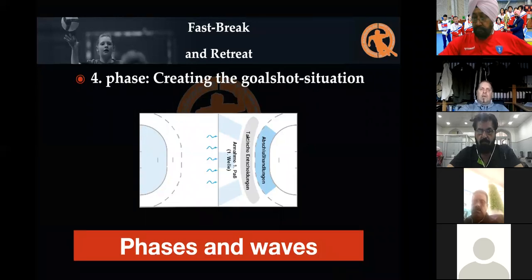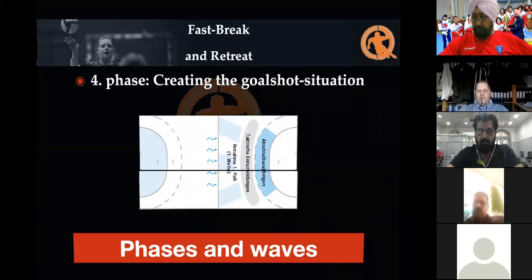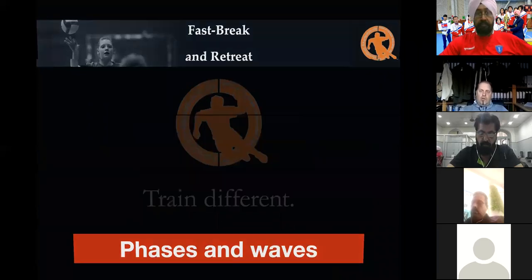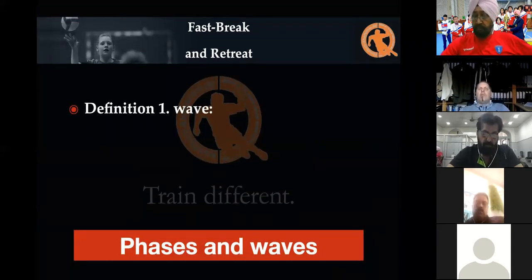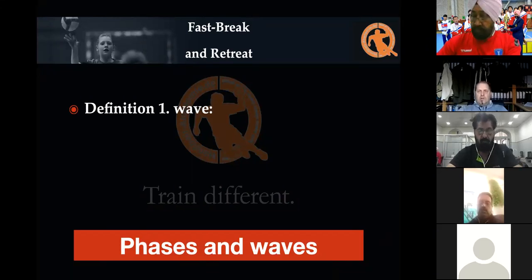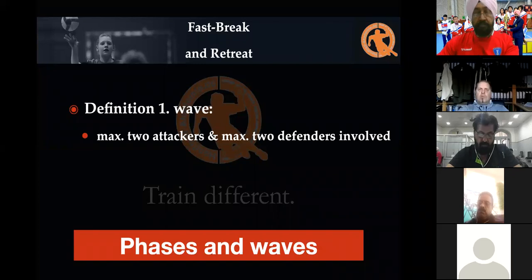And the second model is the so-called waves model. So we have first wave, second wave, and third wave of fast break. And we have to give a definition. What is the difference between first and second and third wave? And this is what you see now. So the definition for the first wave is given by a maximum of 2 attackers and 2 defenders involved in the final situation of that fast break.